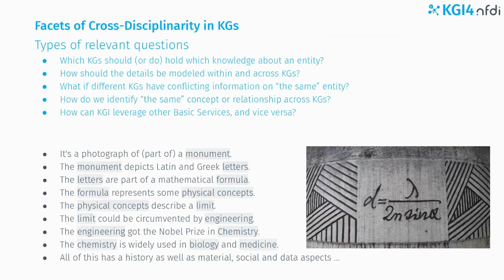As we're building this ecosystem of knowledge graphs within NFDI, we have to think about things that go beyond an individual knowledge graph. So for instance, which aspect of some resource should go into which knowledge graph? How should these details be modeled? How should the different knowledge graphs be enabled to talk about the same entity? How do we even define what the same entity is? And how can knowledge graphs leverage other basic services, and how can they leverage knowledge graph technology?